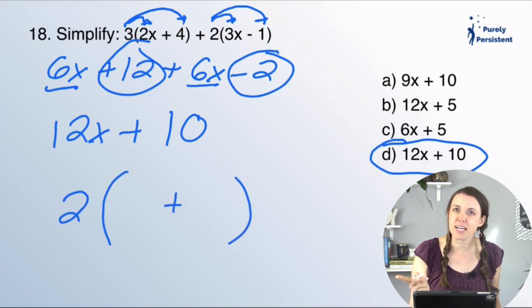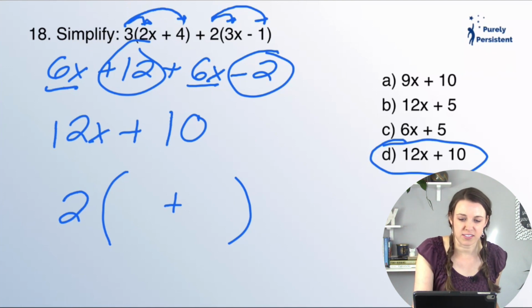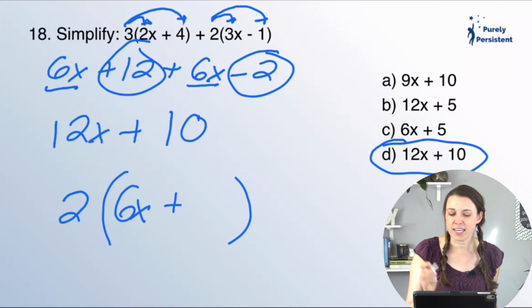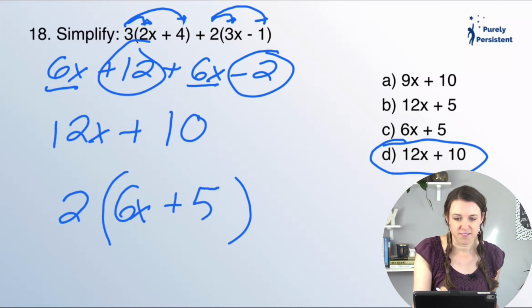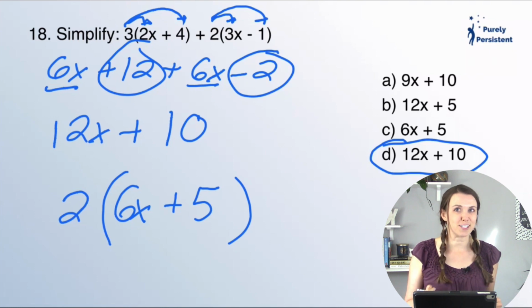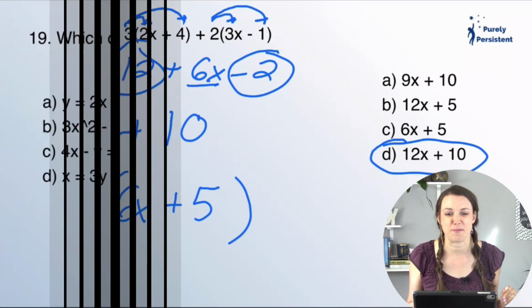All right, so how many times does 2 go into 12? 6, right? So I have 6x. And how many times does 2 go into 10? 5. So this actually could be the answer as well. So if you ever see things like this, you kind of know what to do now.